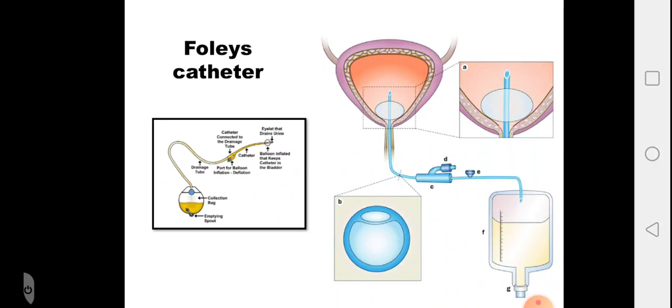The bigger lumen is draining the urine, and the smaller lumen is the balloon port, which is used to inflate and deflate. You inflate the balloon once the catheter is introduced into the urinary bladder. Okay.